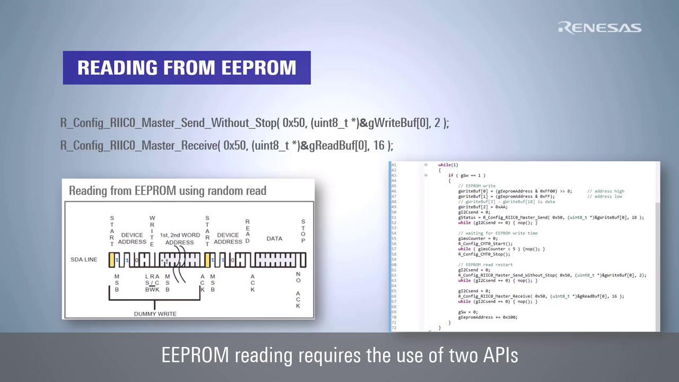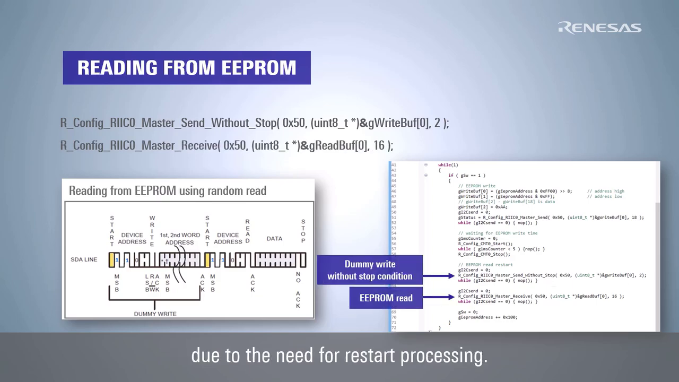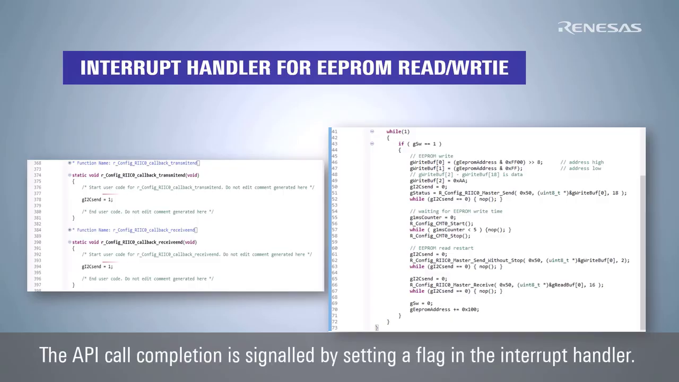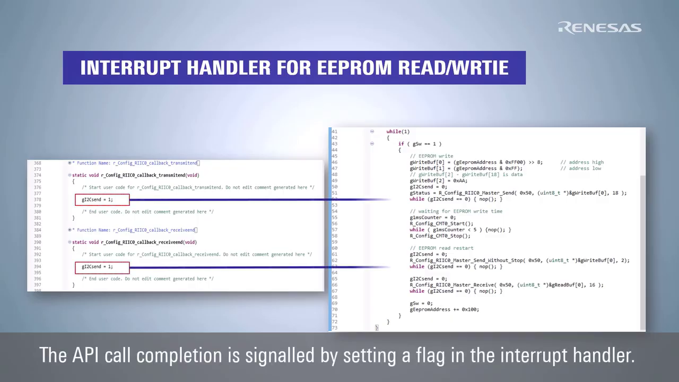EEPROM reading requires the use of 2 APIs due to the need for restart processing. The API call completion is signaled by setting a flag in the interrupt handler.